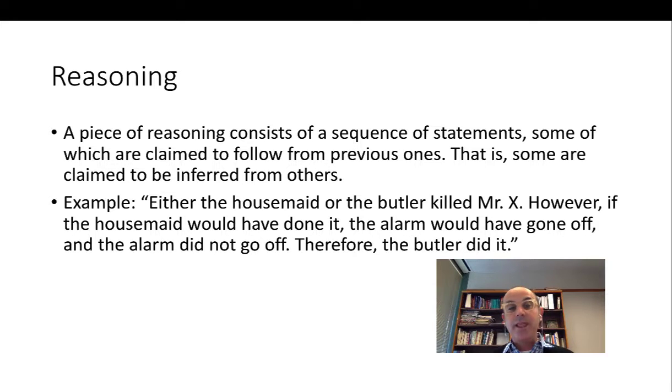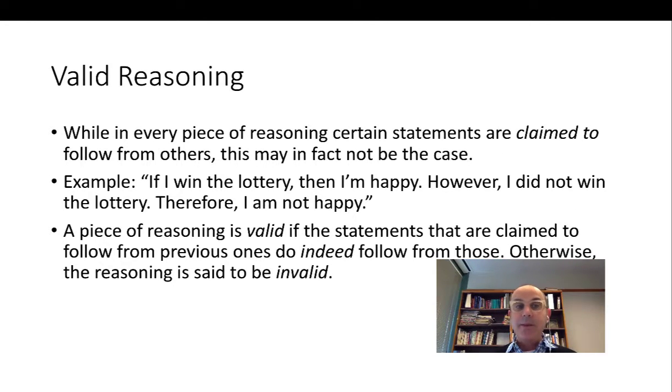For example, either the housemaid or the butler killed Mr. Whatever. So the housemaid would have done it if the alarm had gone off, and the alarm did not go off, so then the butler did it. So this kind of reasoning or logic can be applied to R. What does it mean with regard to valid reasoning?